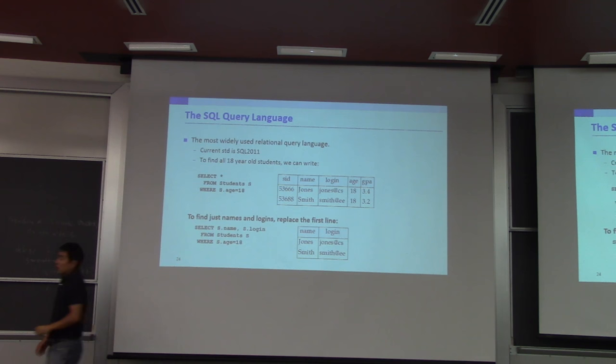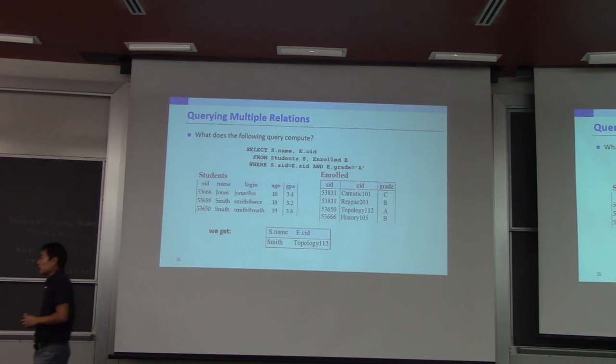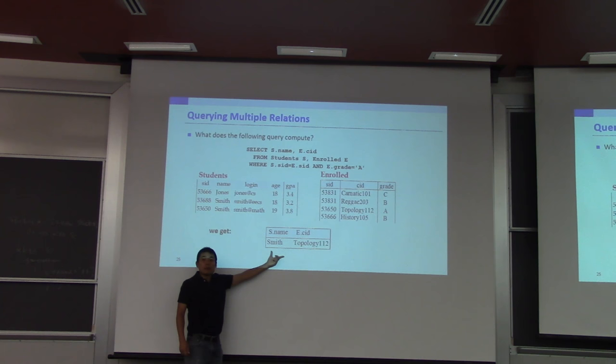This is an example for a single table. Here is an example of querying over multiple tables. So I have student and enrolled. I want to find students who got A in any class. When that happens, I want to print out the name of the student and the course ID. So any student who has ever got an A in any class, whenever that happens, I want to find that course. So given these two instances, this will be my output.